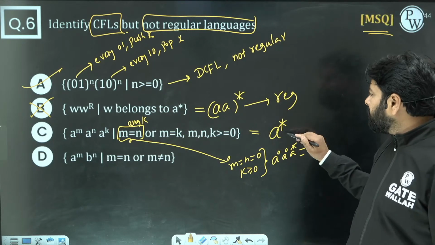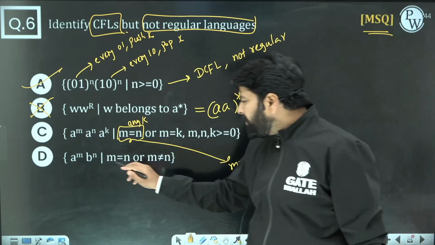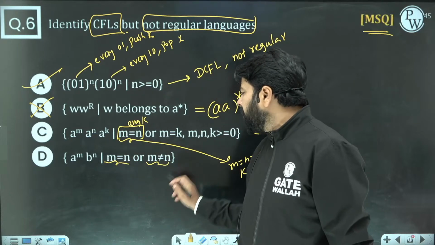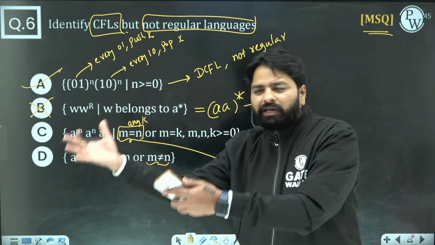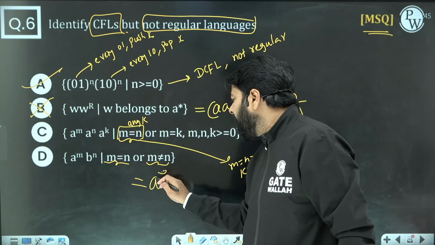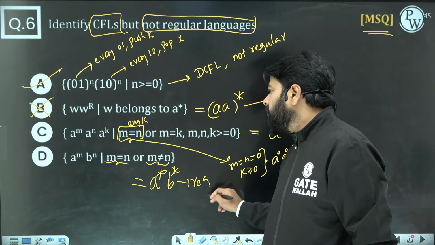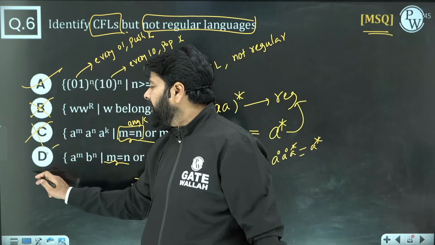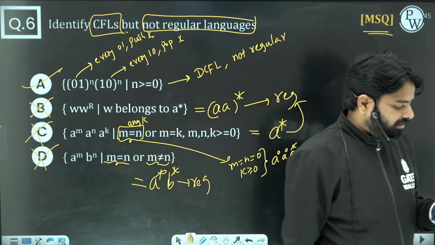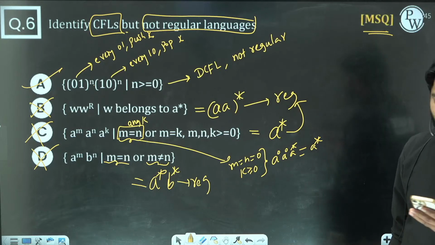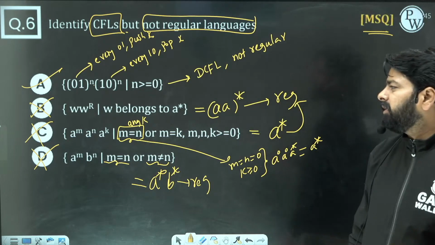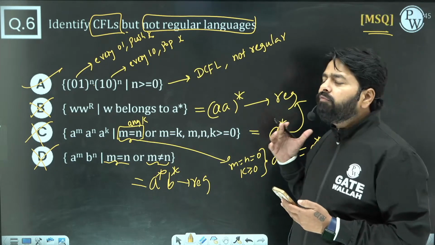Okay, so it is regular again. And M equal to N or M not equal to N. What do you mean by equal to N or not equal to N? Which is the same as any A's followed by any B's. It is also regular here. So you have to choose only A, none other. Got the point? A very interesting question, you should be aware exactly why we are choosing it.